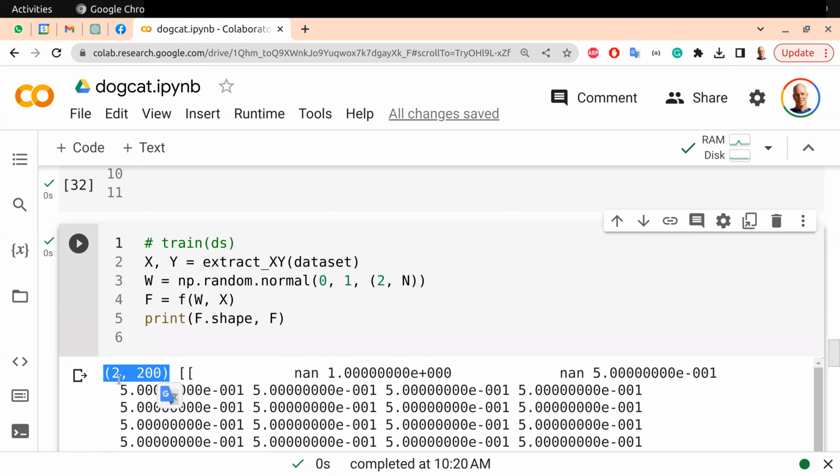Yes, that's what F is. 2 by 200, it's the matrix of predictions. It should be a distribution, right? Probabilities. Yes. What is nan? Do you have any idea what nan means? It's very small. No, I don't know what nan is. NaN is not a number. Aha. So okay, maybe I divided by 0. I did some wrong arithmetic calculation. It's an error. We already spotted an error.